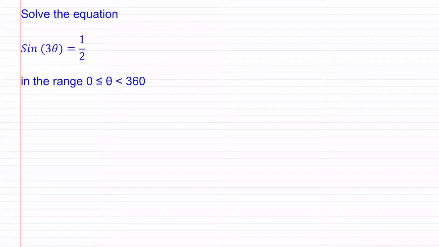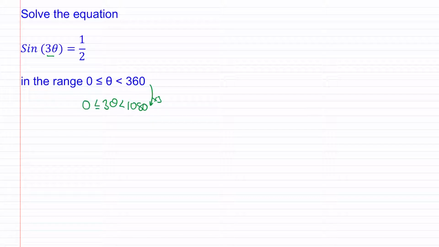So in this question, we've been asked to solve sine 3 theta is equal to a half in the range where theta is between 0 and 360. So the first thing we're going to do is change our range to match sine of 3 theta. Because we've multiplied theta by 3, we're going to multiply the 360 by 3, and we get 1080. And 0 multiplied by 3 is still 0.